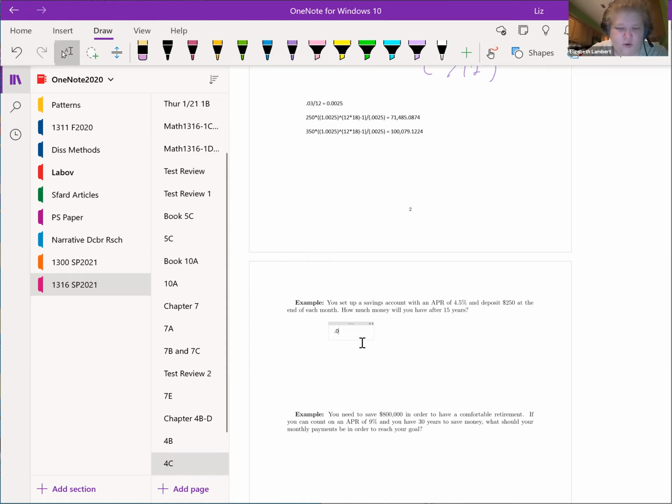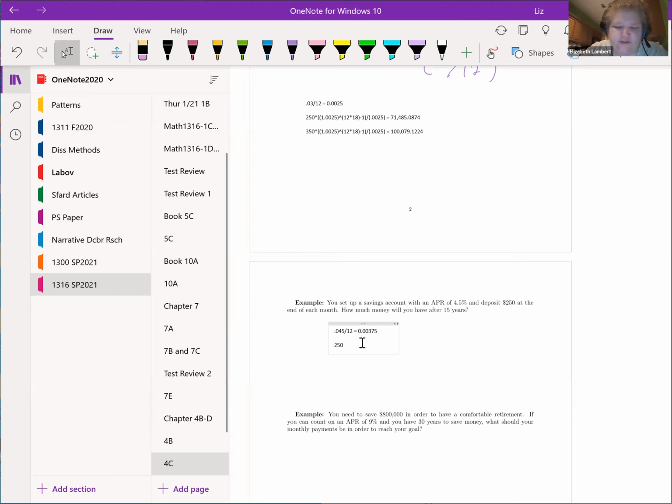So 0.045 divided by 12. I'm not sure if this has, it only shows so many decimals. It's actually 0.00375. That's just a flaw of me using Outlook as a calculator. It's not actually a good thing for a calculator.